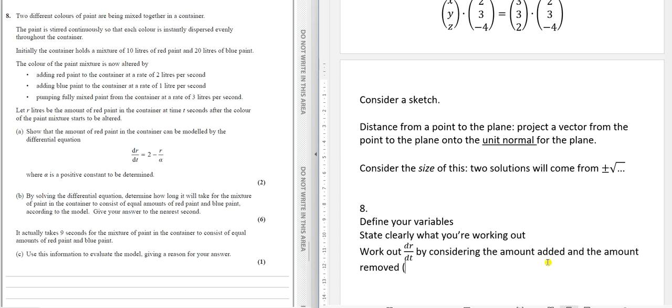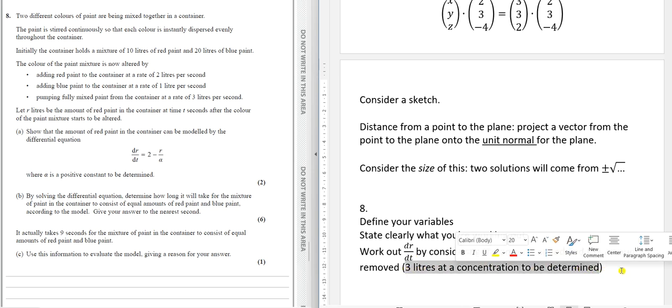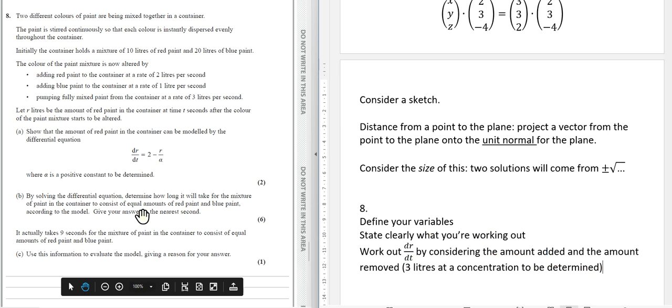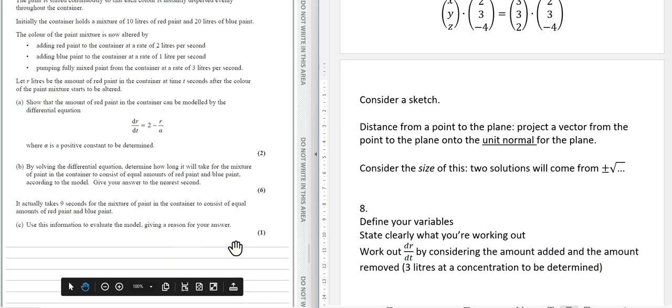The amount removed, 3 litres at a concentration to be determined. That concentration corresponds to the amount of red paint currently in there. That's why we end up with a differential equation, because that concentration will involve R. The second bit, solve the differential equation and then use that to evaluate the model. So all of that comes after you've done the grunt work at the beginning.